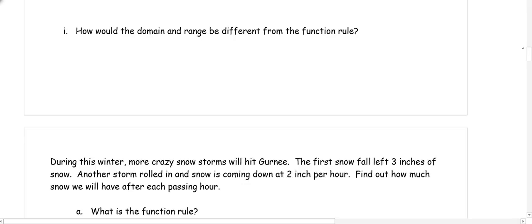How would the domain and range look different if it was a function rule? So if it was just the equation y equals 4x plus 1, then the domain and range would be all real numbers.